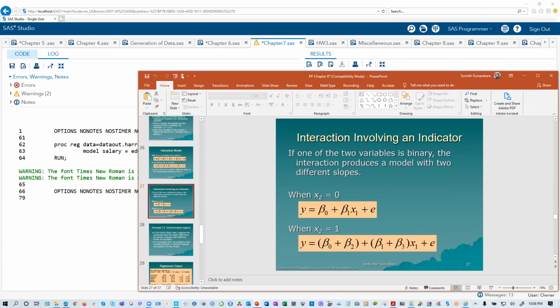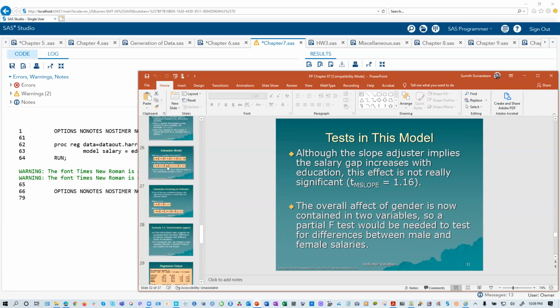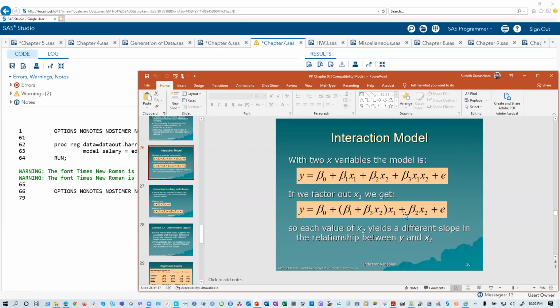You have something like this. Then what are you going to do? If there are any salary differences between male and female, which one are you going to take into account? Which one are you going to run? Can you run the whole thing? That's why they say you have to go to the F test. How do you set up the F test? The overall effect of gender is now contained in two variables, here and here. Gender here and here.